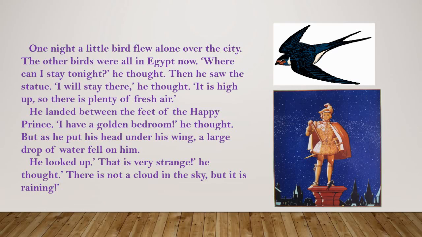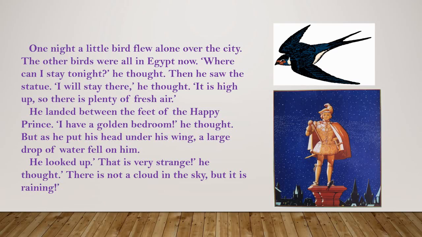So one night a swallow had flown a long way and come to the city, and almost all of his friends had gone far away, and he had to stay behind for 6 weeks. So he was alone and all had gone to Egypt, and he was thinking, where should I stay tonight? The next morning I will fly away. Then he saw the statue of the Happy Prince and said to himself, I can stay there, and because it is high up, I can get fresh air also. So he landed between the feet of the Happy Prince, and started telling himself, I have a golden bedroom. The Happy Prince is full of gold, so that is why he thought he had a golden bedroom.